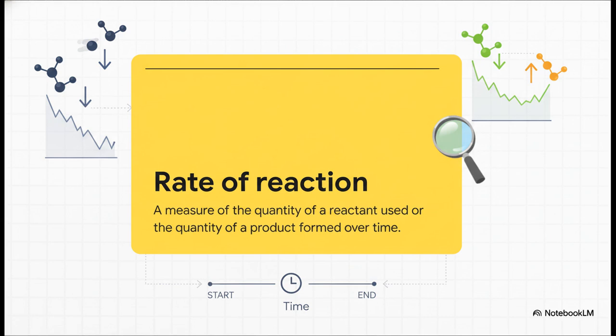Okay, so here's the deal. It's basically just a fancy way of saying how much stuff changes over a certain amount of time. Think of it like this. It's a measure of how quickly your starting chemicals, the reactants, get used up, or how fast the new stuff you're making, the products, appears.